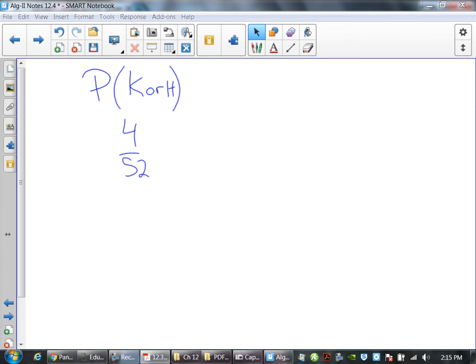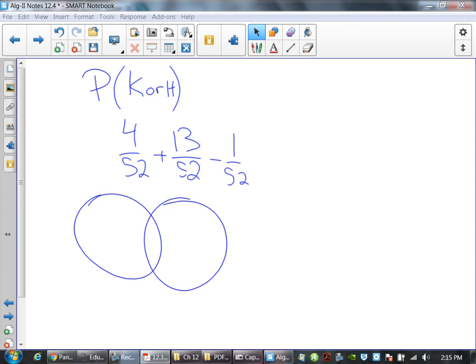How many of those are hearts? 1. King or heart. I'm talking about how many are hearts. How many hearts are in the deck? 13. And one of them has been double counted, so we have to back one out, the king of hearts. What you're thinking about here is your basic, old-fashioned Venn diagram stuff.